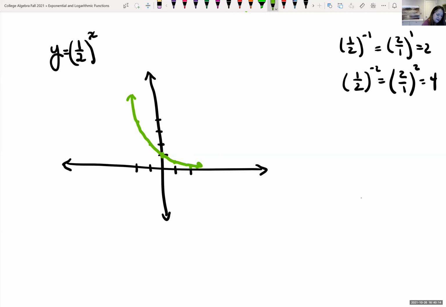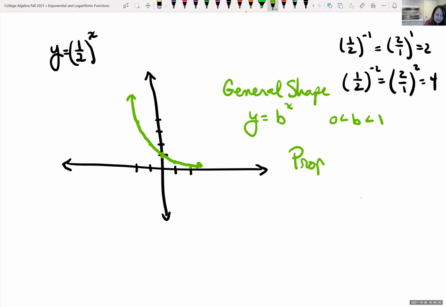And so we get a graph that looks like this. And this is our general shape of y equals b raised to the x power, where b is between 0 and 1. And so we have similar properties. Notice we have, again, a horizontal asymptote at y equals 0.